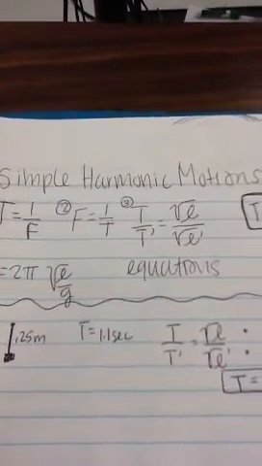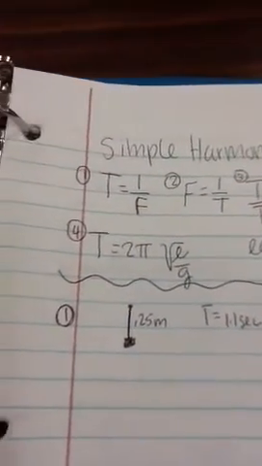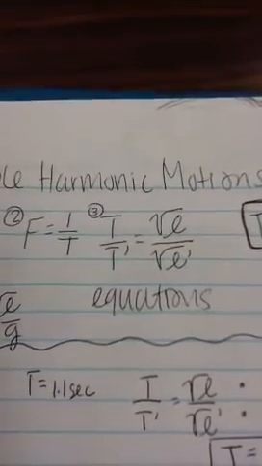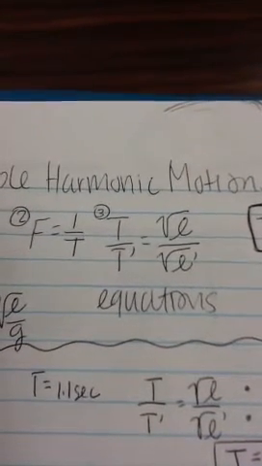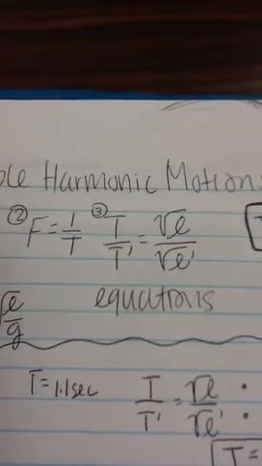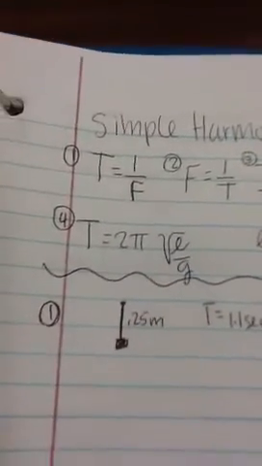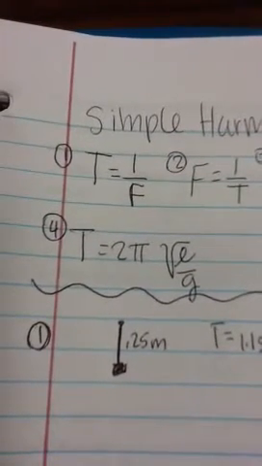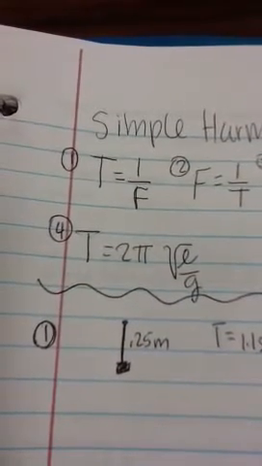The third one is T over T prime equals the square root of L over L prime. Well, you used this one in the lab the other day. It says that if you know a period and a length here, and you know either a new period or a new length here, you can solve for whatever you don't know. And then the final one is that the period of a pendulum is equal to 2 pi times the square root of the pendulum's length divided by gravity at that point. That's what that one's referring to.